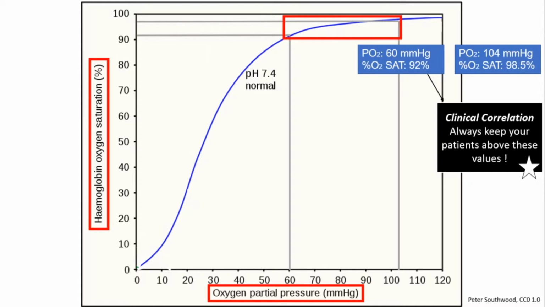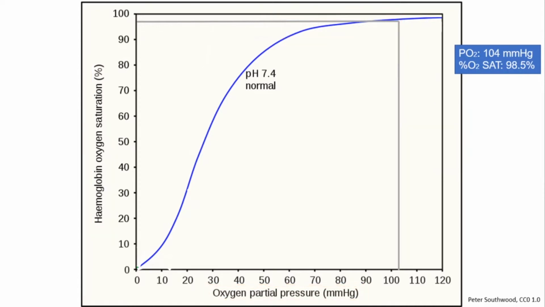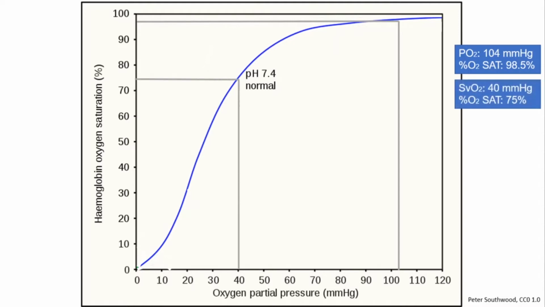So let's take that out, and now let's see the point which corresponds to the hemoglobin in the venous system. So this will correspond to 40 millimeters of mercury, and that will be almost equal to 75% of oxygen saturation. So now we have the arterial oxygen saturation and the venous oxygen saturation.